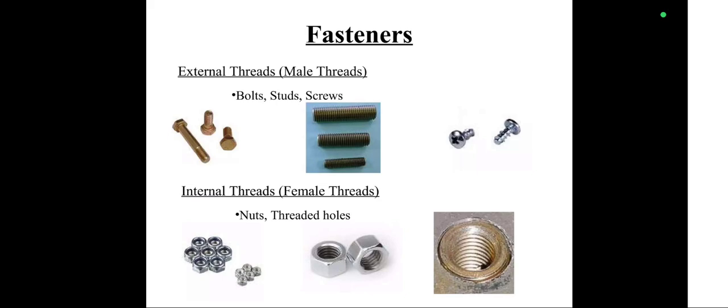The fasteners are of two types mainly. One is external thread and one is internal thread. The external threads consist of bolt, stud and screw. These are all the components which are shown in the figures. And the internal thread has a nut and threaded holes. These are also shown below the title.